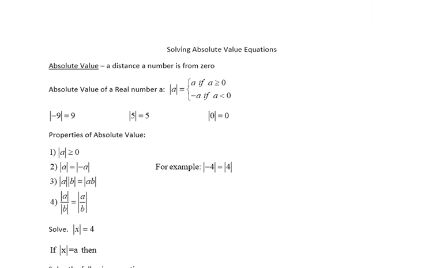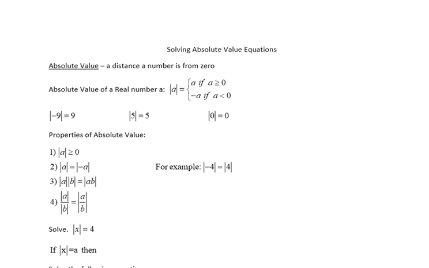All right, so now we're going to take a look at solving absolute value equations. Now remember, the absolute value is a distance a number is from 0. The absolute value of a real number a is broken down into two different parts or pieces. The absolute value of a is equal to a if a is greater than or equal to 0, and the absolute value of a is equal to negative a if a is less than 0. So for instance, the absolute value of 5 is 5, and the absolute value of 0 is 0.